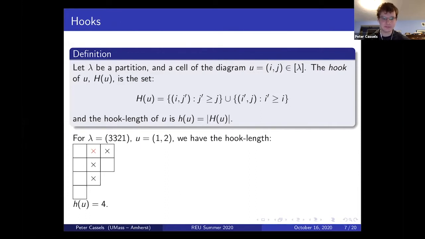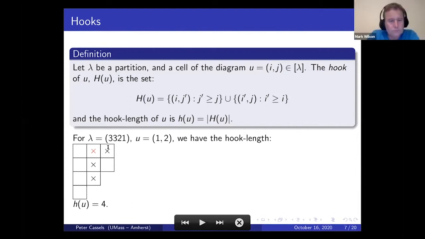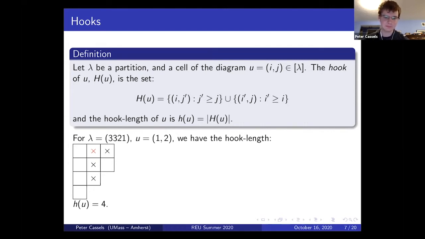The hooks are just this set of entries. Are people able to see my cursor? Yes. The hook is the set of entries below or to the right of an entry, including the entry. So we associate the hook to an entry. In this example, at the cell (1, 2), these 4 cells are part of the hook, so the hook length is 4.